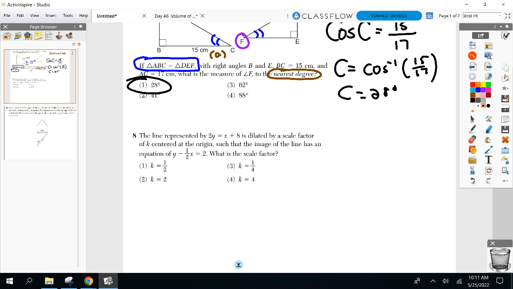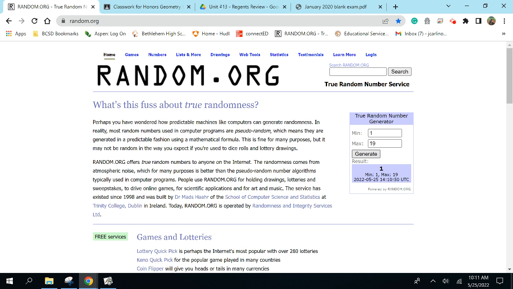All right, I'm dilating a line. Find the scale factor. Here's my original line, 2y equals x plus 8. What do you think I probably want to do to that line before I start anything? Y equals form. How do I get this first line into y equals form?